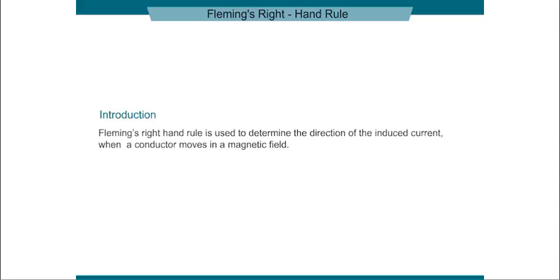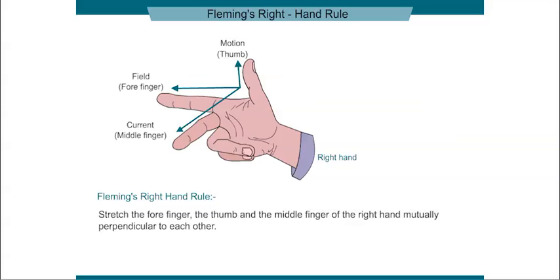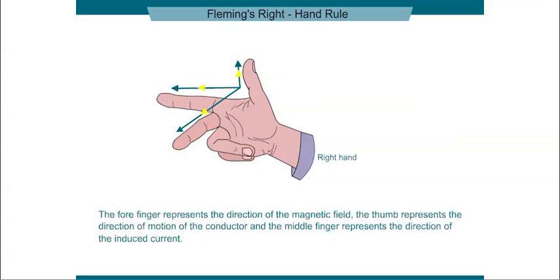Fleming's right-hand rule is used to determine the direction of the induced current when a conductor moves in a magnetic field. To determine the direction of induced current according to Fleming's right-hand rule, stretch the forefinger, thumb, and the middle finger of the right hand mutually perpendicular to each other as shown. Then, the forefinger represents the direction of the magnetic field, the thumb represents the direction of motion of the conductor, and the middle finger represents the direction of induced current.